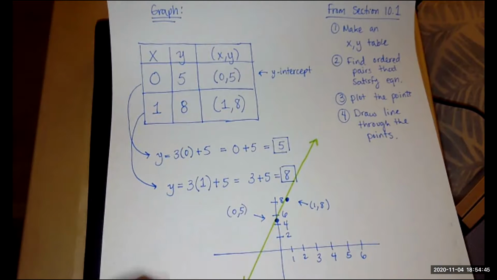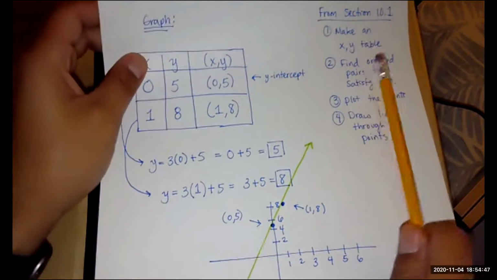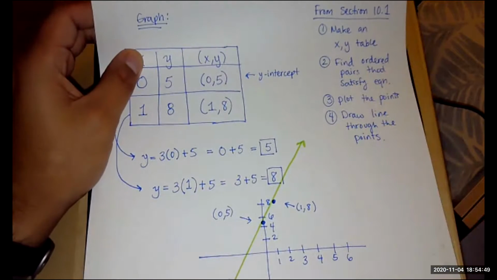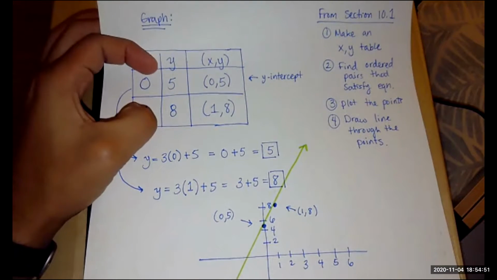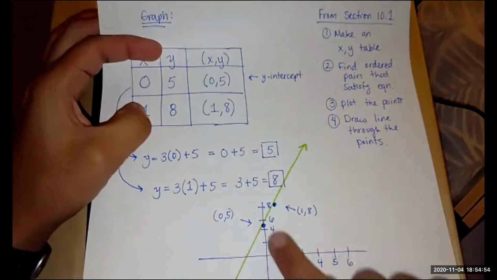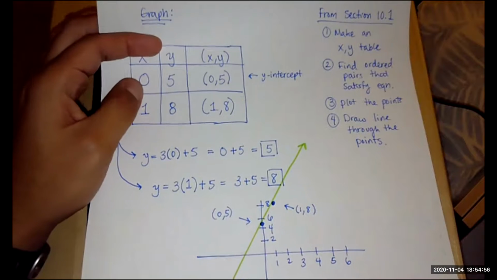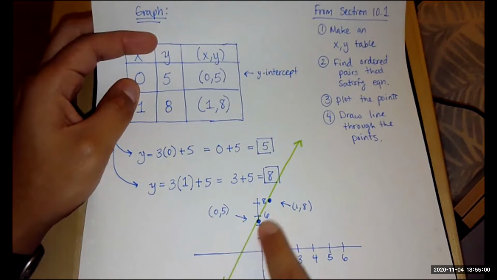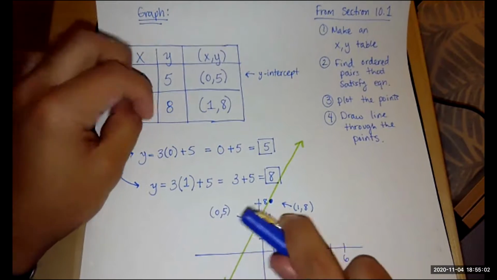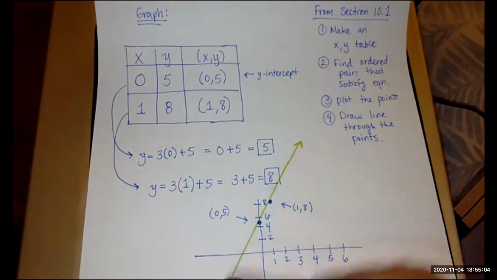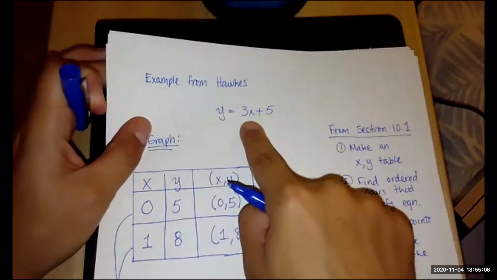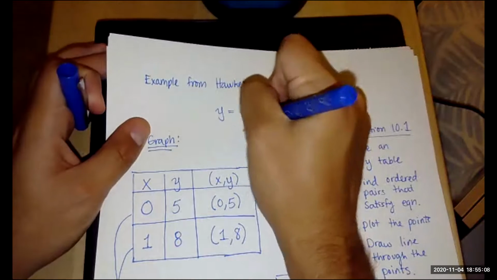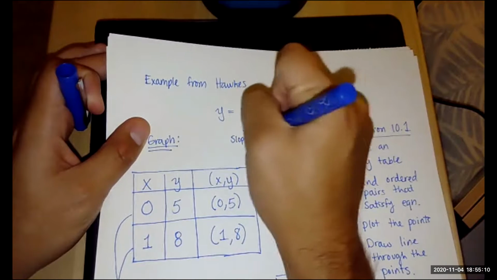So that's one way you can graph it using the technique that we learned from section 10.1. You're just taking x values, you plug them into the equation, and then you can find 2 points, and that's all we need for the line. But there's something interesting about this slope, right? The slope of the line, if you look at this, should be 3.